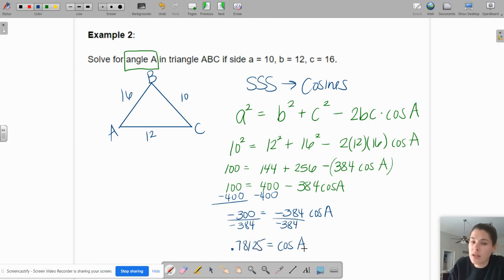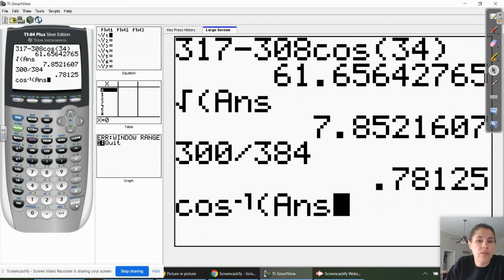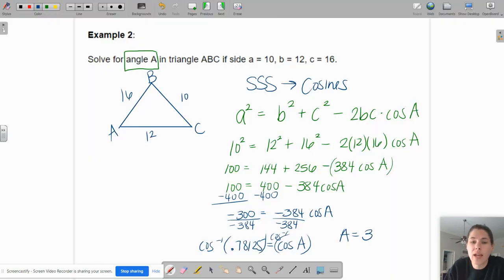We're saying that the cosine of an angle is 0.78125. So what angle is that? To figure that out, we're going to take the inverse cosine of both sides to get A by itself. So A will equal the inverse cosine of that decimal. I'm just going to keep that stored. I'm going to do the inverse cosine of my previous answer, and we get 38.6, which means angle A is 38.6 degrees. Don't forget to label it with your degrees.